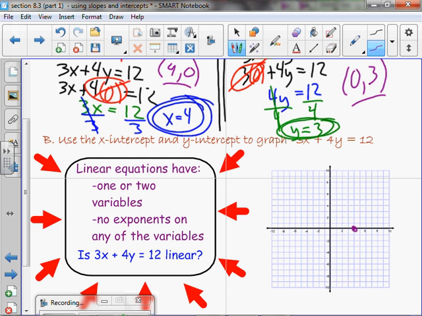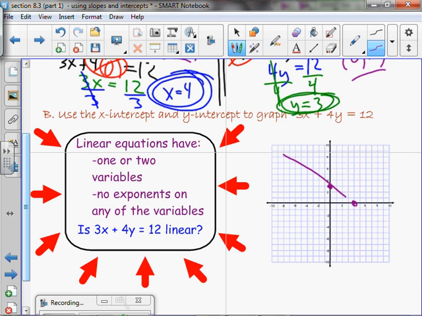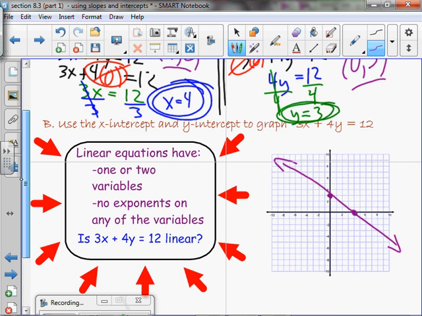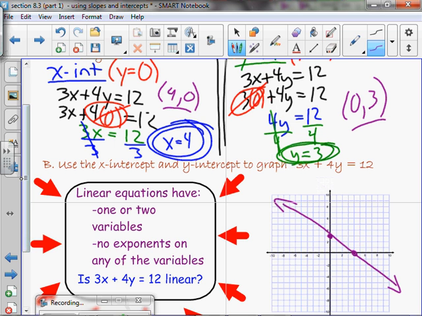So that's right there. And then all I'm going to do is connect this with a straight line. More or less straight. And what I have just graphed is the equation 3x plus 4y equals 12. And so, as usual, this is a linear equation. So I am going to say every point on that line is a solution.